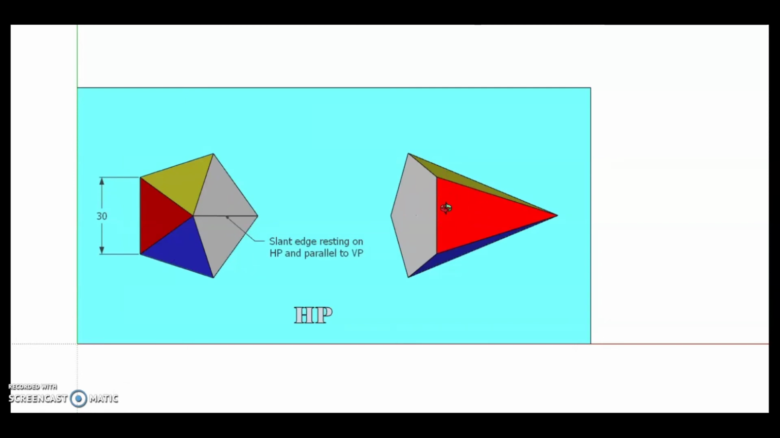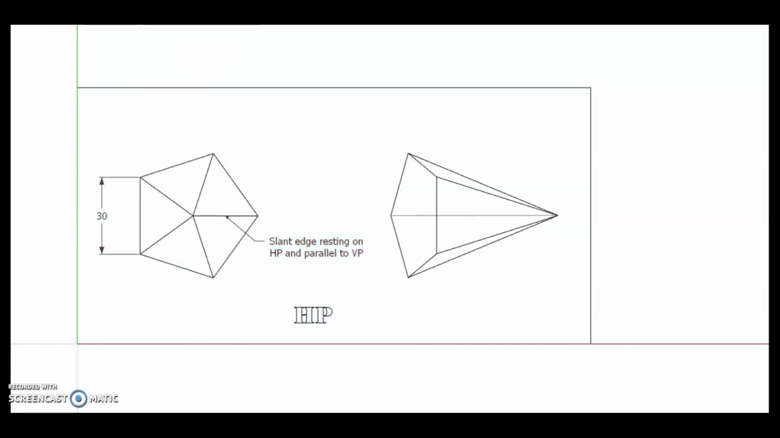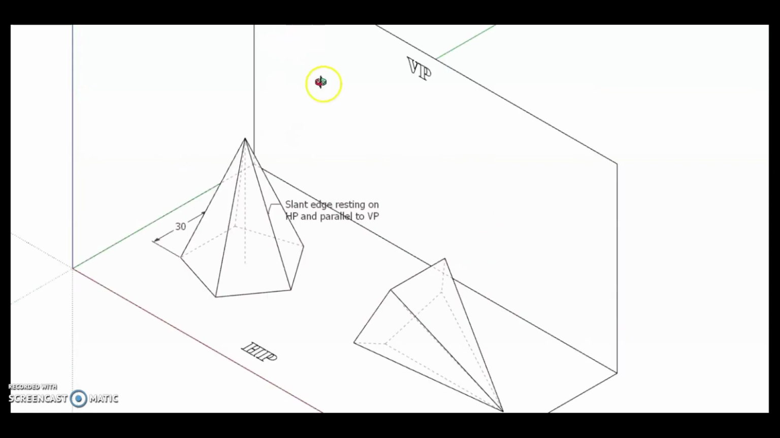Now for this final top view, consider the hidden edges. As this edge is resting on HP, it is not visible, so it should be represented by a dotted line. Other edges are clearly visible, so only a single dotted line will be observed. A single dotted line will be here in the top view.